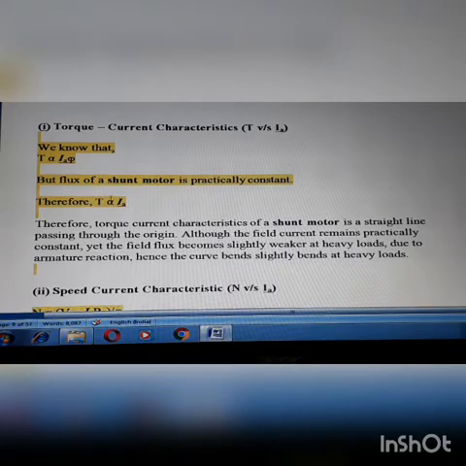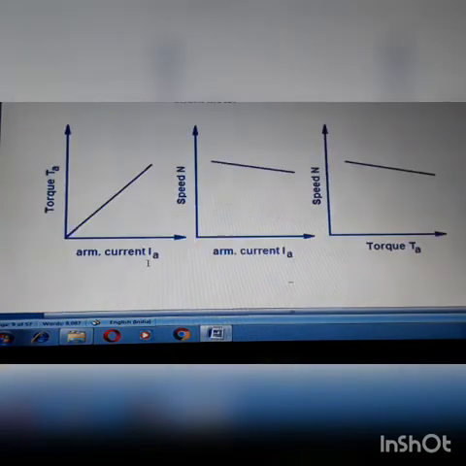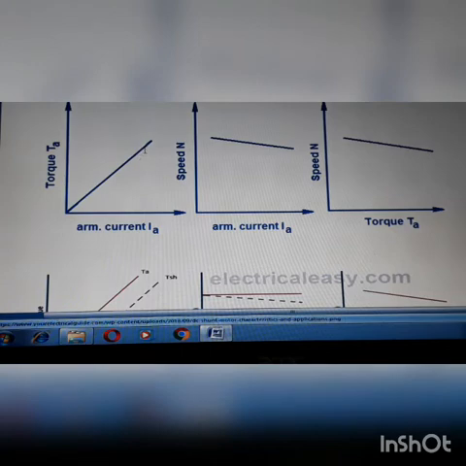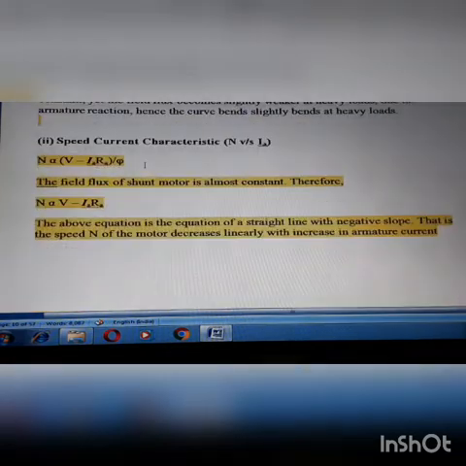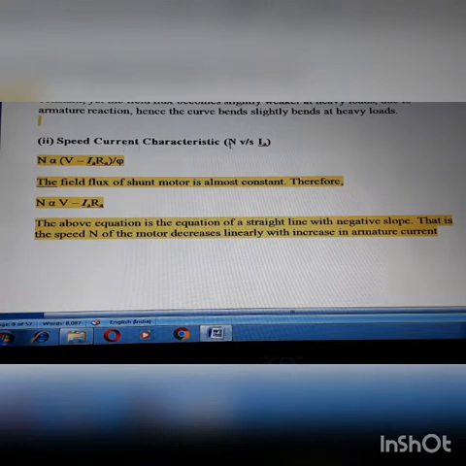This equation gives a straight line which passes through the origin. Let us see the diagram. This is the torque versus armature current characteristics. As we increase the armature current, torque also increases. Second is your speed versus armature current characteristics, or speed current characteristics.